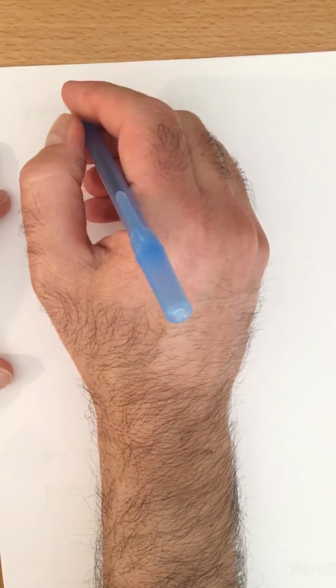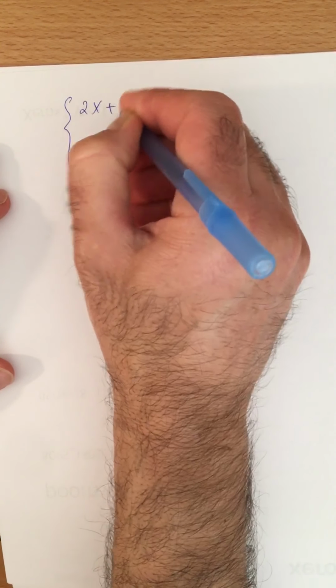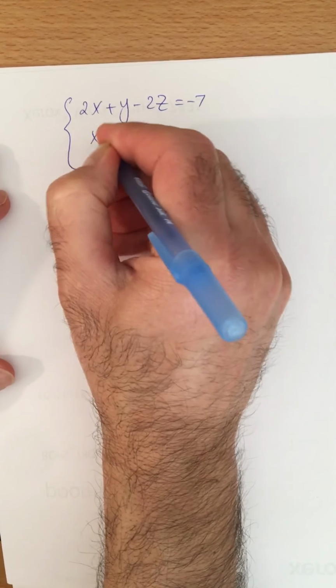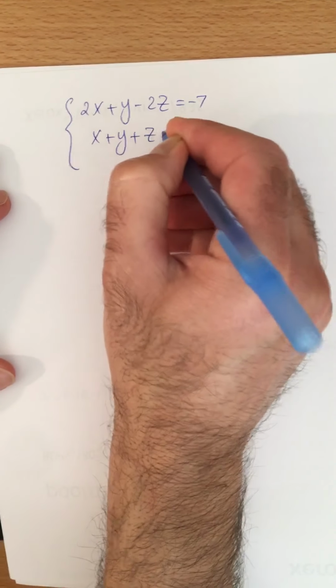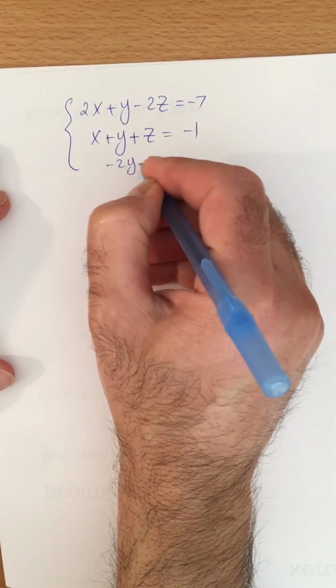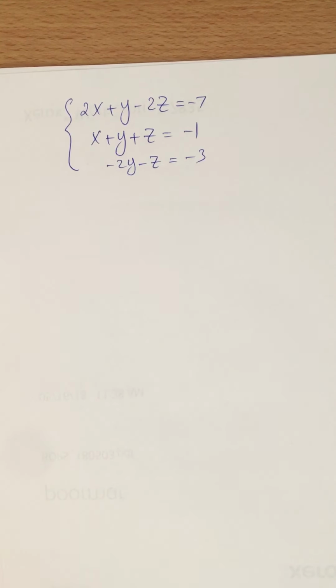Now, sometimes you might have systems of 3 equations. So let's say I give you this. 2x plus y minus 2z equals negative 7. x plus y plus z equals negative 1. And then negative 2y minus z equals negative 3. Now I'm not going to go into solving systems of 3 equations. You can use graphing calculators to do that.